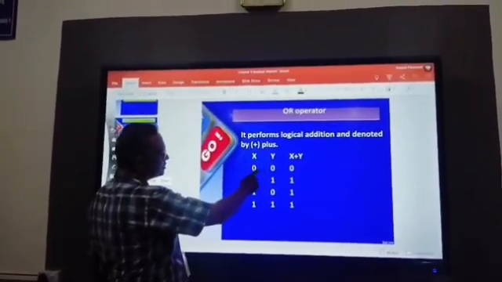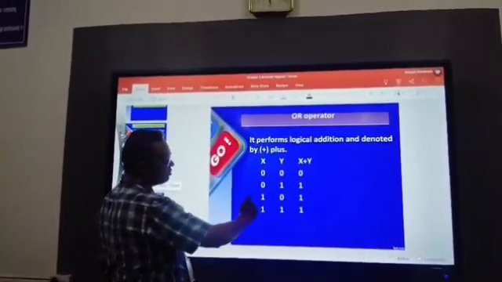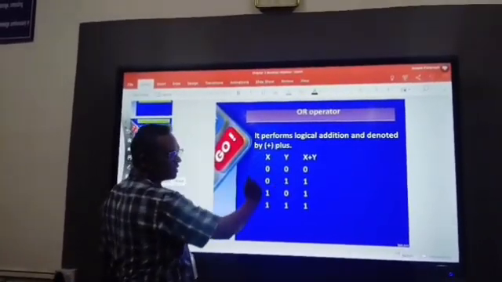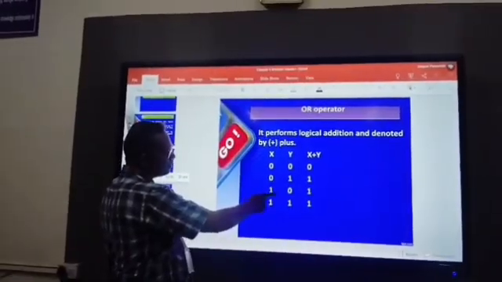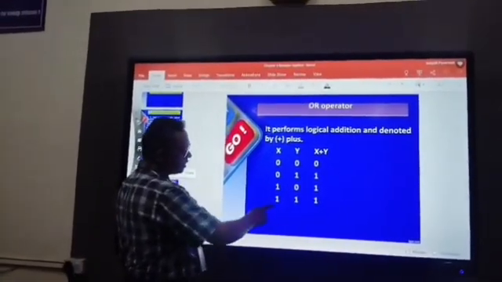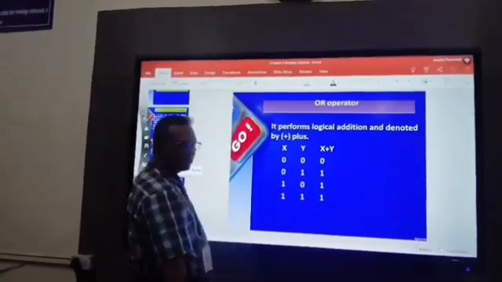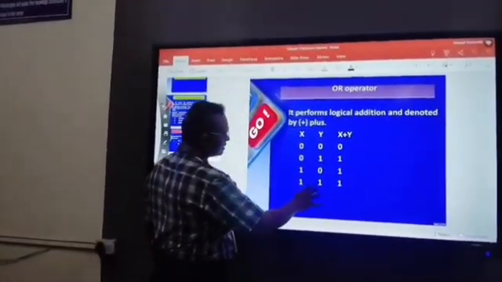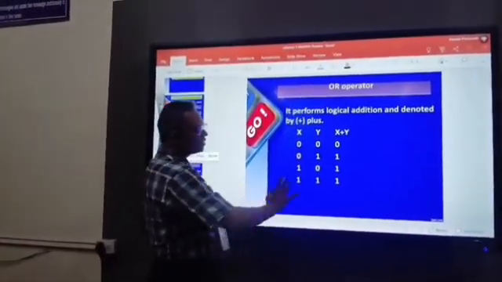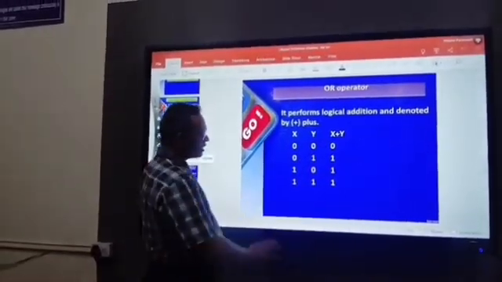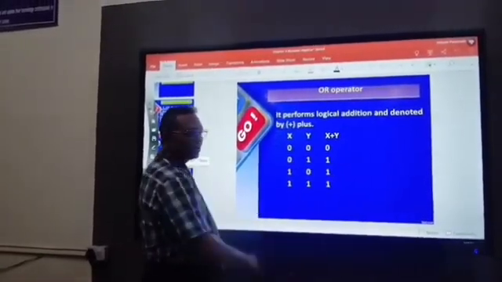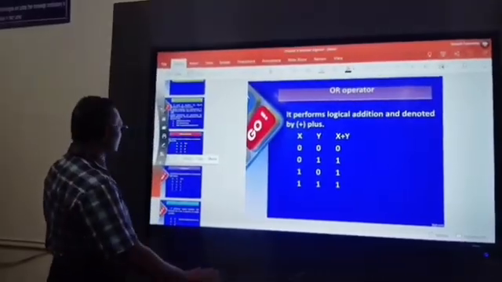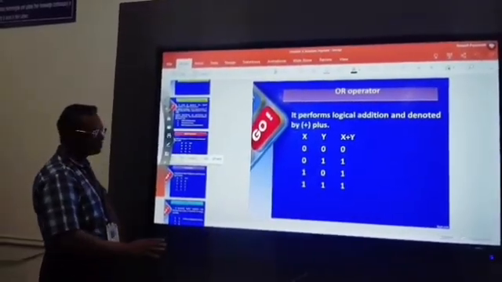If 0, 0 is there, you get 0 as the output. If 0, 1 is there, you will get 1 as output. If x is 1 and y is 0, then you will get 1. If both are 1, again you will get 1. What you have to understand is, only if both inputs are 0 will you have 0 as the output. Otherwise, in all other combinations, you will get 1 as the output. This is about the OR operator involved in Boolean algebra.